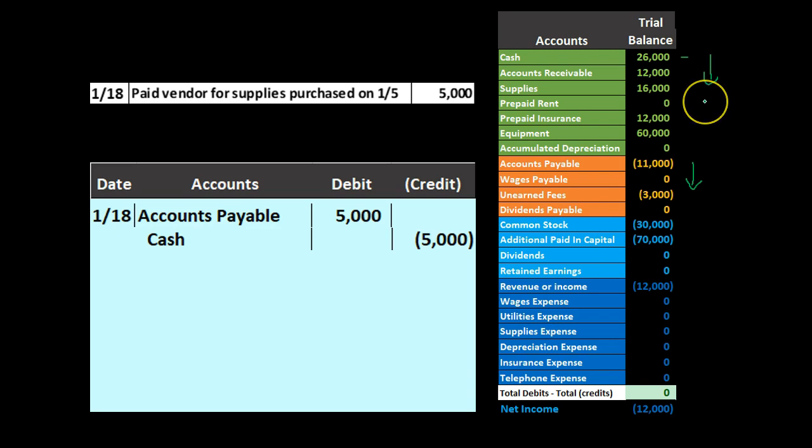So we got here that cash went down, assets went down, liabilities went down. No effect then on all of equity, including the income statement and net income.